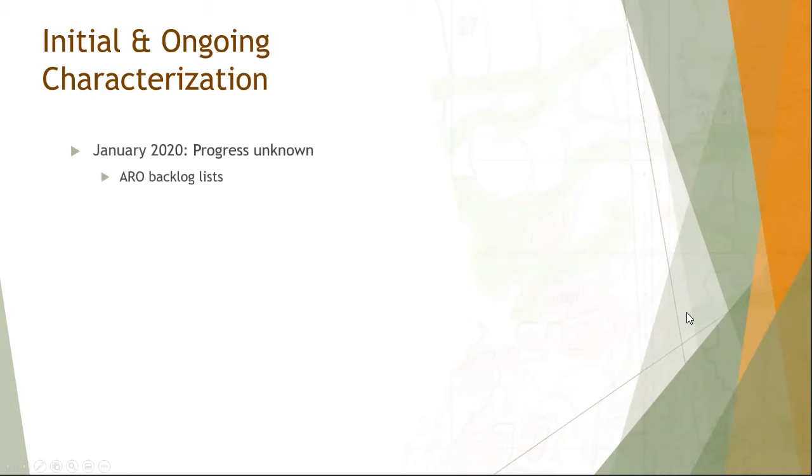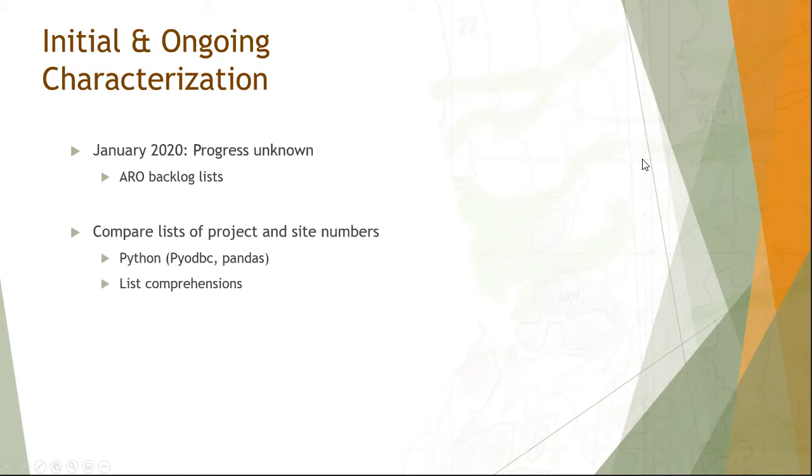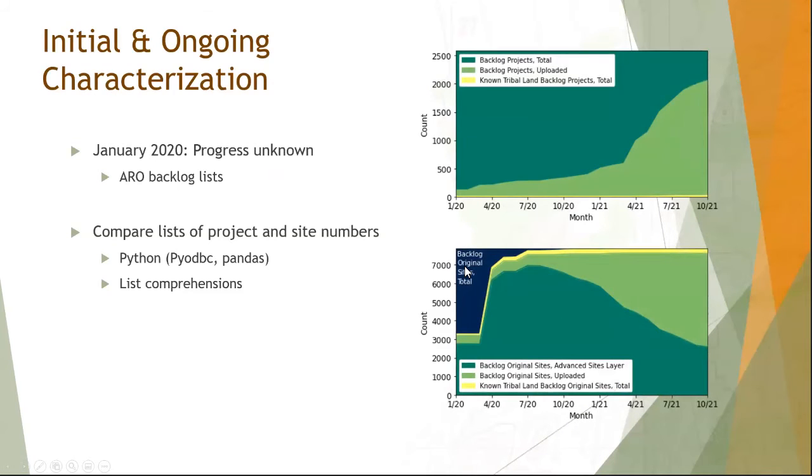So, starting out, I started in my position in January 2020. At that point, we did not really know what progress had been made on this backlog. The ARO had maintained a backlog list in their internal database. So the first step was to use Python to establish database connections and run some list comprehensions to see where we were at with our backlog. And that technique, now we use that to provide ongoing updates to our users. These are time series plots that we update on our website a couple times a month, showing progress over time in getting this data into AZSITE.